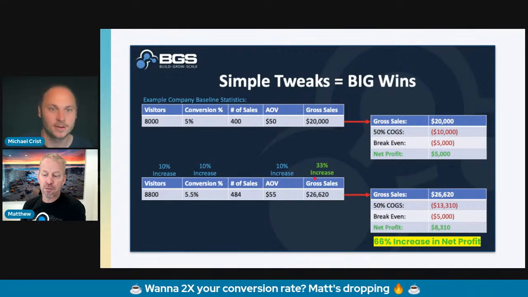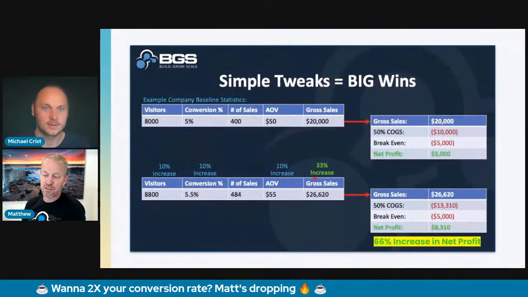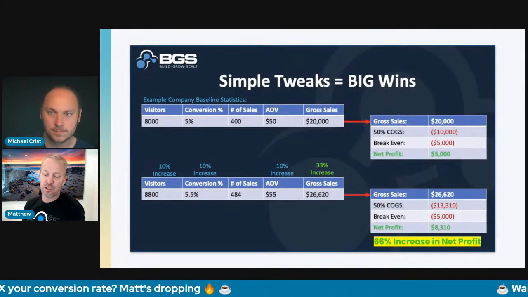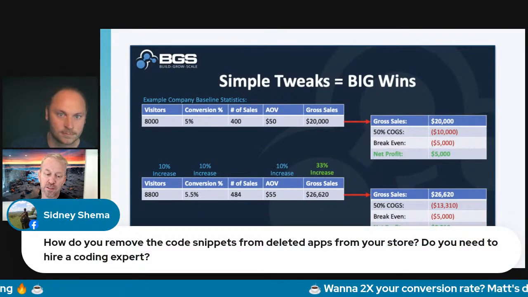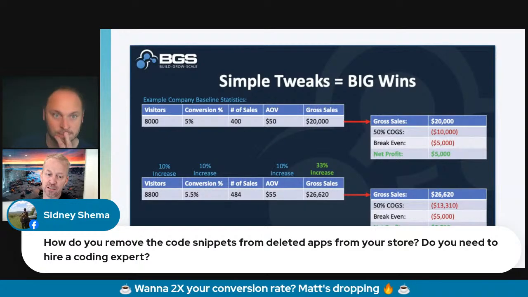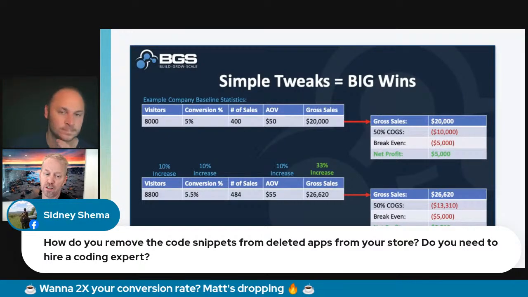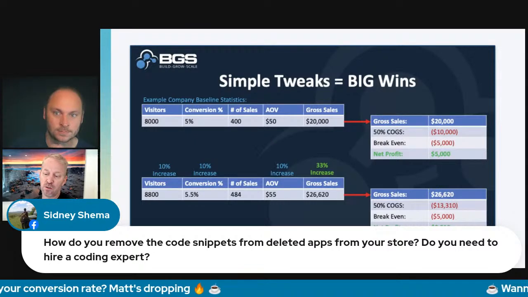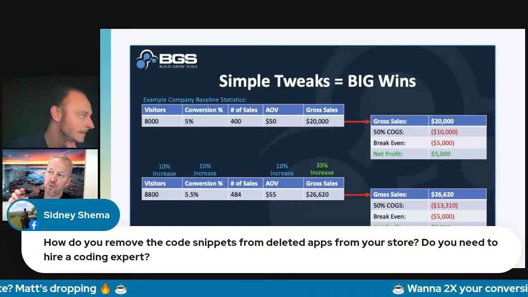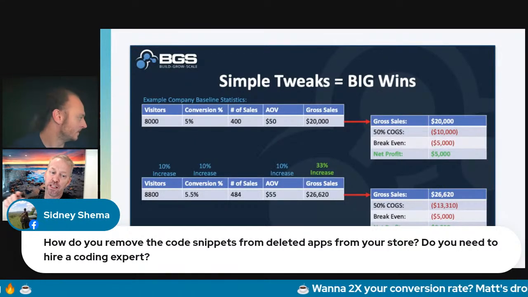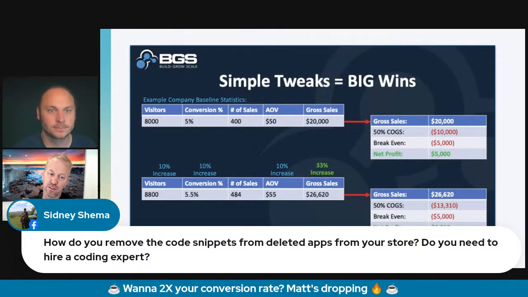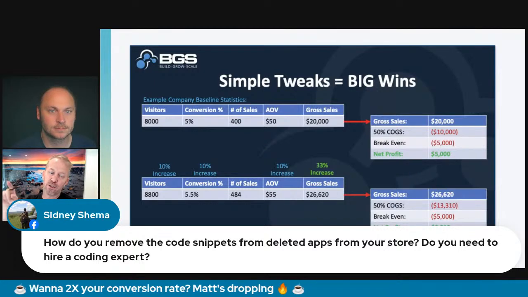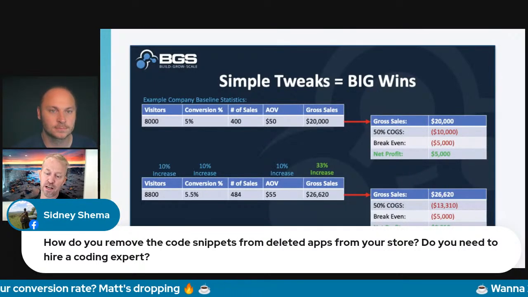I'm gonna answer Sydney's question real quick. Yes, it is a good idea to have the developer go through and delete the snippets, because if you just delete the app, that doesn't pull the code out of the theme. What happens is when you delete that app, you actually break that code that's in the theme, and it will sit there and make a call back to a server, and it can't complete it. So it times out, and that's what slows your store down.